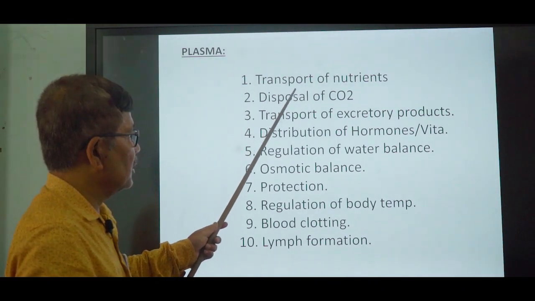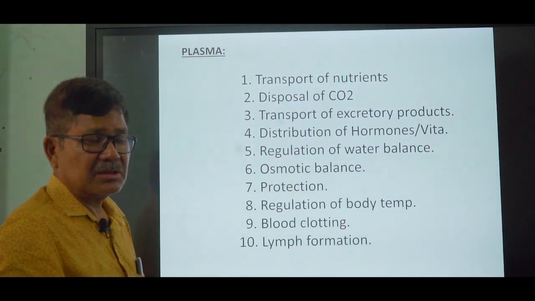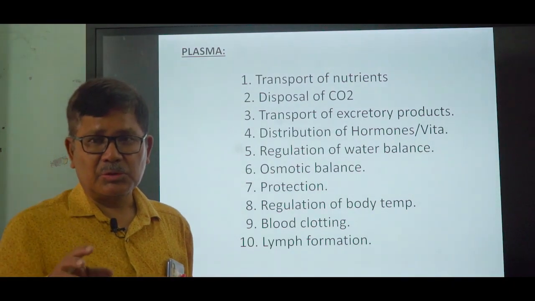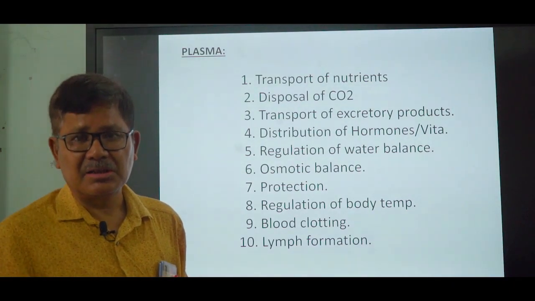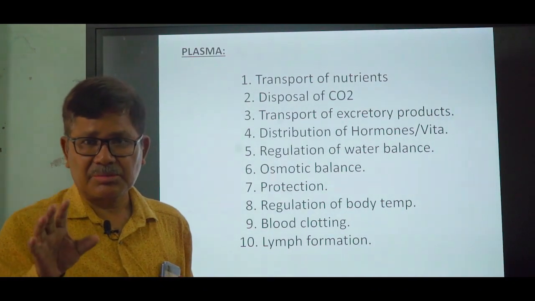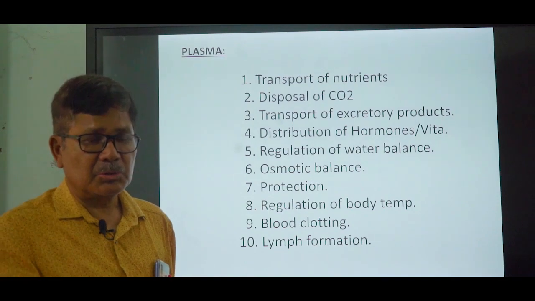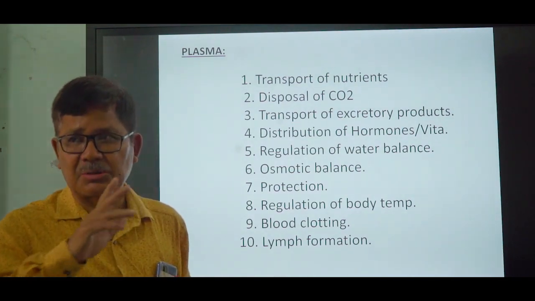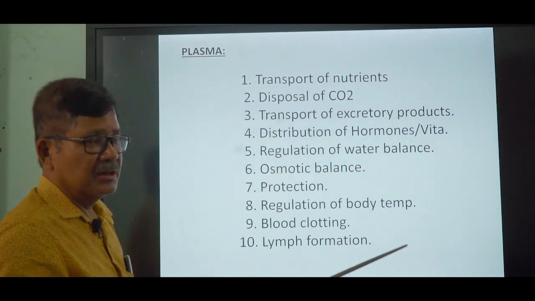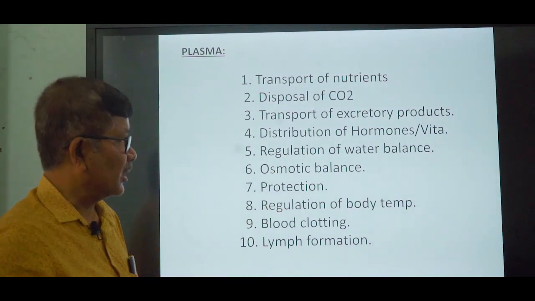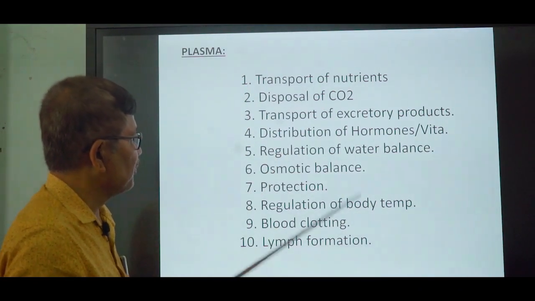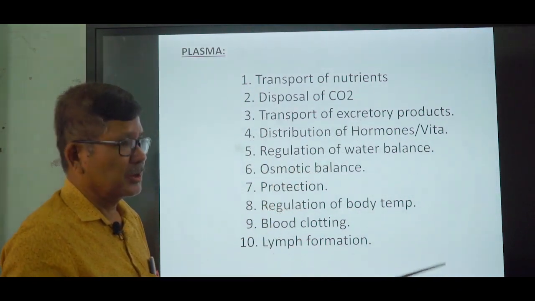And disposal of carbon dioxide. After metabolism of glucose, carbon dioxide is produced here. This carbon dioxide is a toxic substance, it is toxic to the body. So this toxic substance must be expelled from the body. So a part of the carbon dioxide is disposed by the plasma in liquid form.